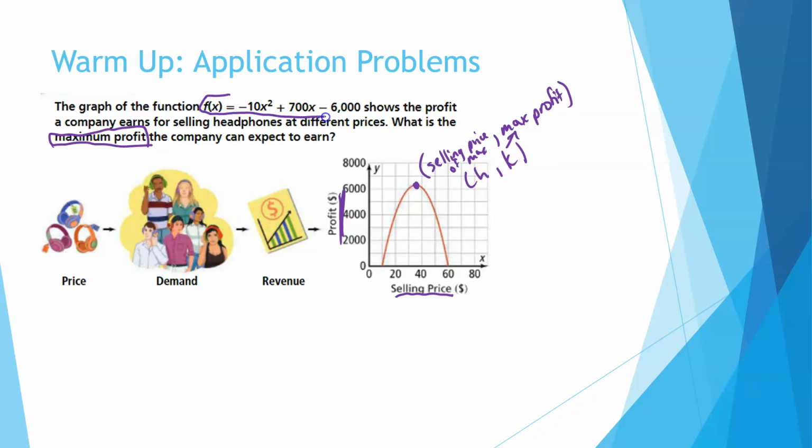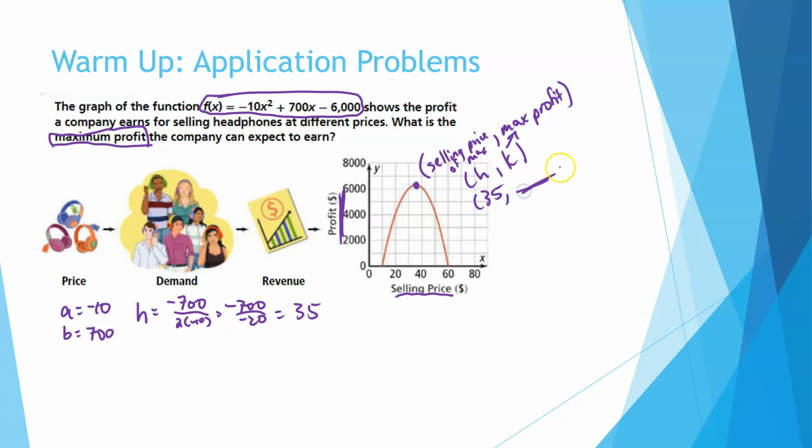Using this function, really what I'm asking you to do is, can you find k for the vertex? Hopefully you remembered that you should have found h first. In order to do that, we need the a, which was negative 10, and the b, which was 700. It's the opposite of b, so negative 700 over 2 times a gives me negative 700 divided by negative 20, and when I did that, I got 35. So that's what the h value would be, but again, we care about that k.